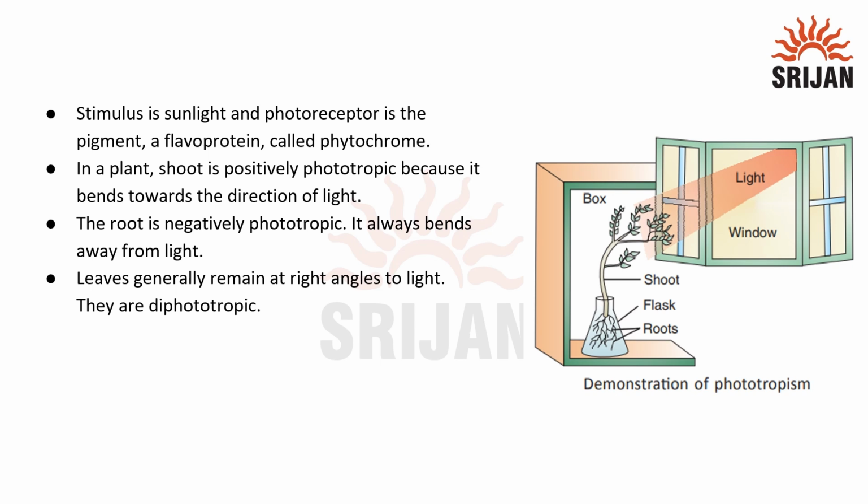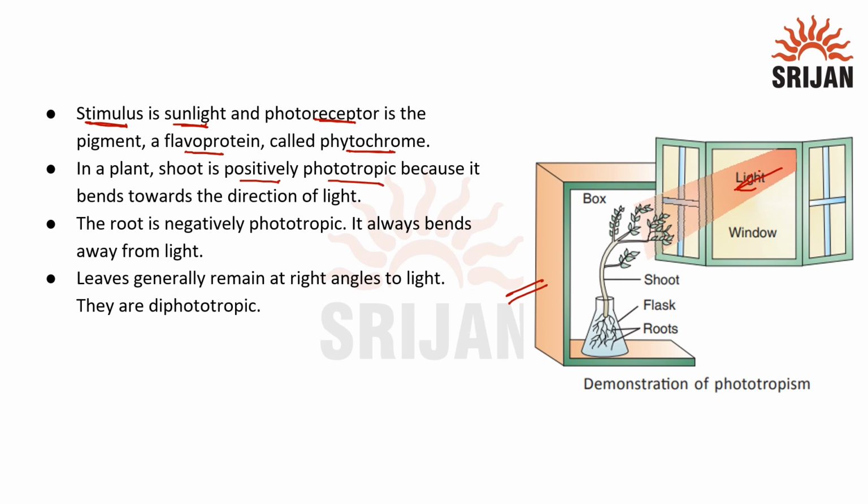So in this example, in this image, this is the light which is going to act as the stimulus. The stimulus here is the sunlight, and the photoreceptor is a pigment present inside the plant. This pigment is a flavoprotein called phytochrome, and it is the one which receives the light. So here the light is the stimulus, and the photoreceptor is phytochrome, which is present inside the plant. And now this shoot is positively phototropic.